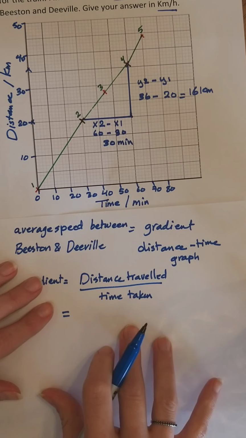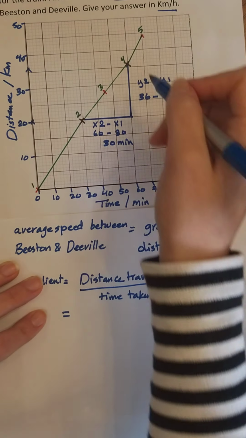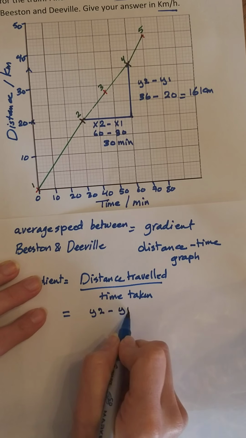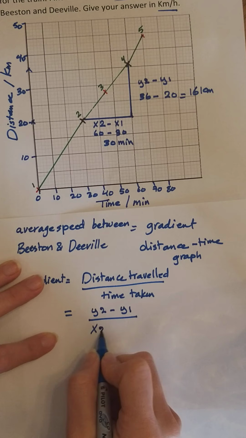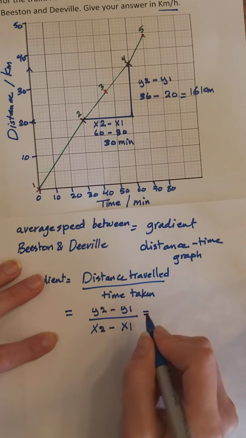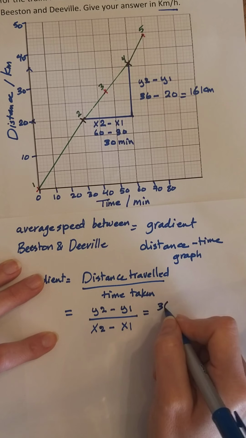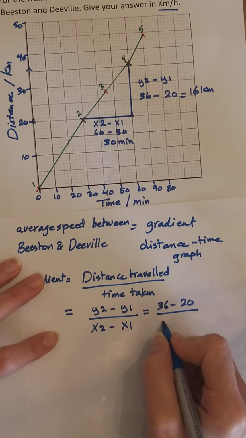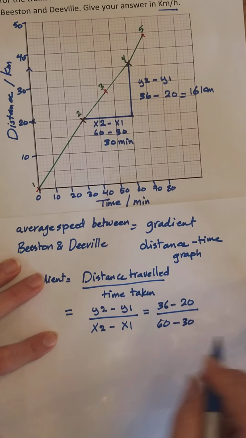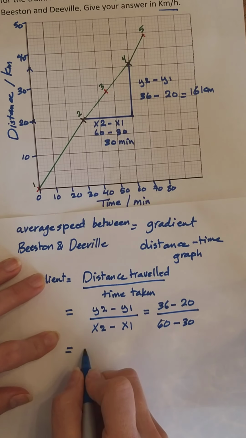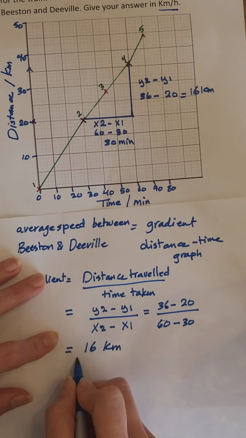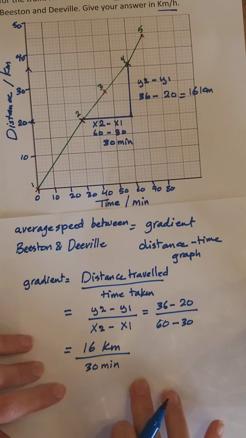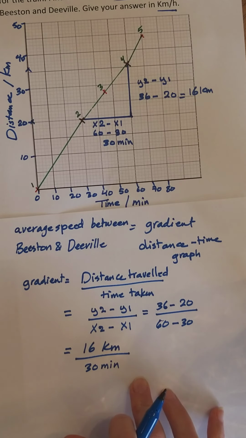Okay, so the distance traveled from the distance-time graph is the difference between the 2 points on the y-axis, y2 minus y1, divided by x2 minus x1. So 36 minus 20, divided by 60 minus 30, and it equals 16 kilometers, pay attention to the units, divided by 30 minutes. Now our question wants us to calculate the final or the average speed in kilometers per hour.